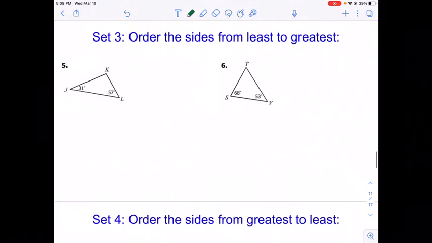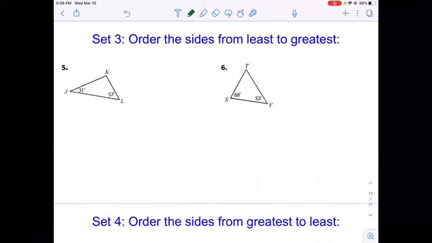All right, so let's jump down to number 5. So before we can do our sides, we need to find this last angle. So we're going to do 180 minus the sum of 31 plus 57. That's going to be 88, so 180 minus 88, which is going to give us 92. So this angle will be 92 degrees.